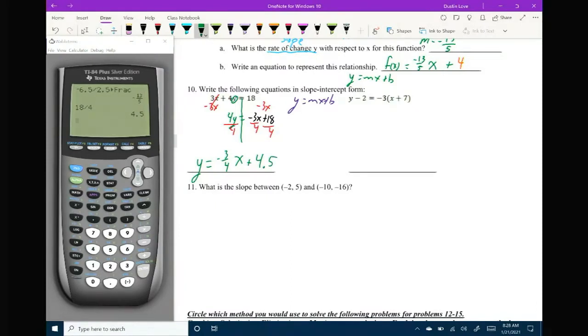Okay, the second part of number 10. Again, we want to get y by itself, but this time it's in point slope. Now remember, point slope also is a two-step process, but it's just a slightly different one. The first thing we've got to do is distribute that number out.